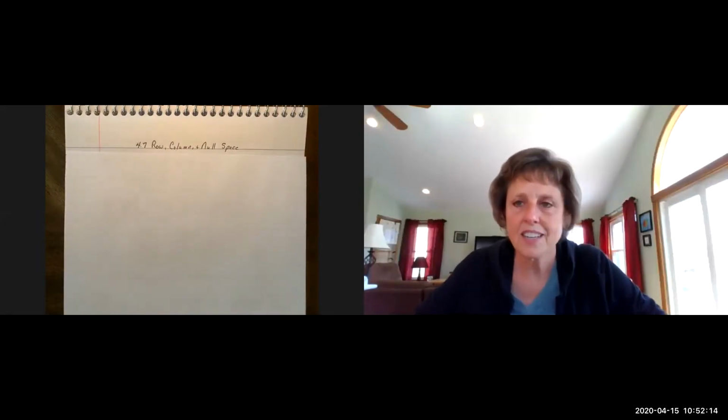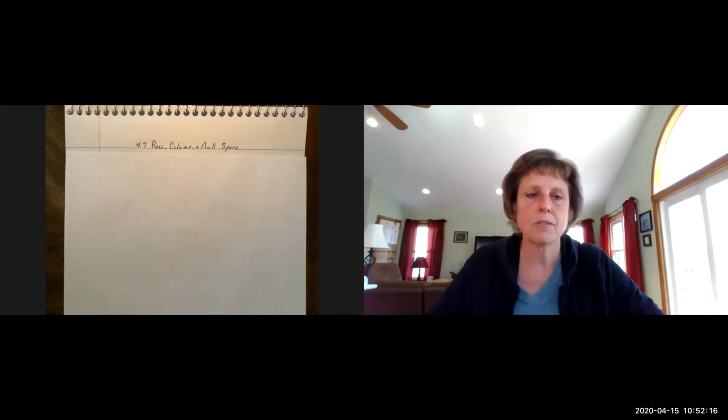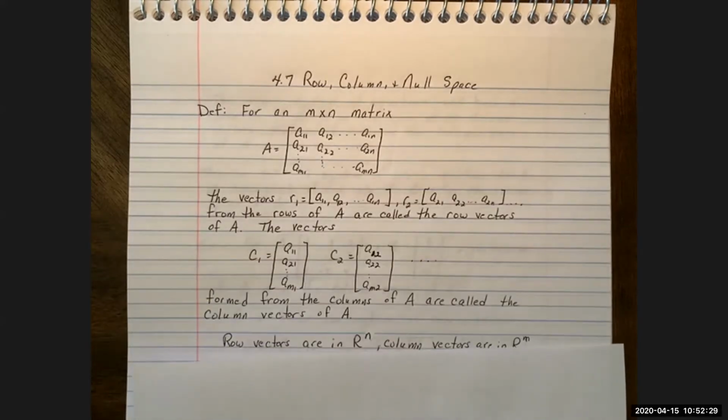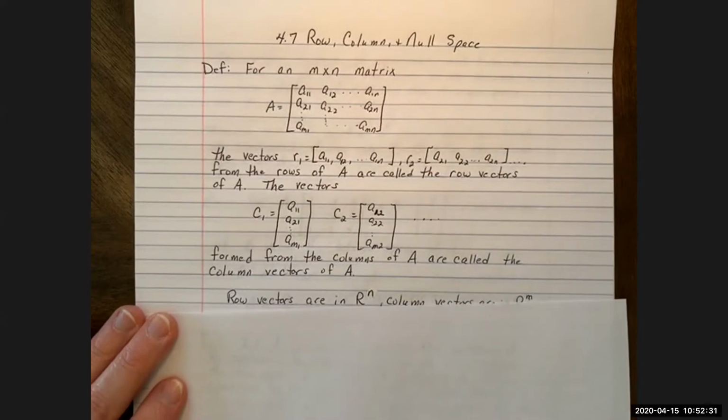And then let's get started on our lesson. We are talking about row space, column space, and null space. First thing we want to do is define what row vectors and column vectors are.